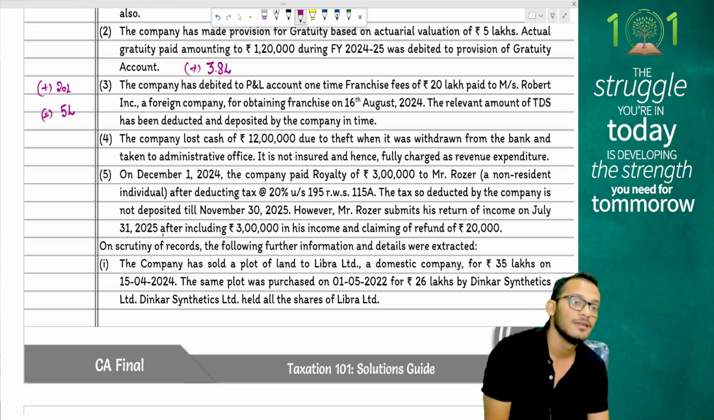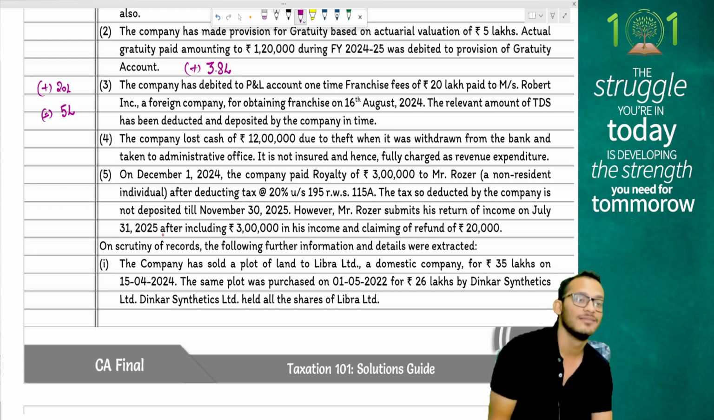Why? Did you do the fraud? Who did the fraud? There is no mention. It just says that when you are coming back from the bank, someone stole your money. Did you do something illegal? Section 37. It's business money which is lost. It being incurred does not mean that you have to do it. Sometimes it happens.